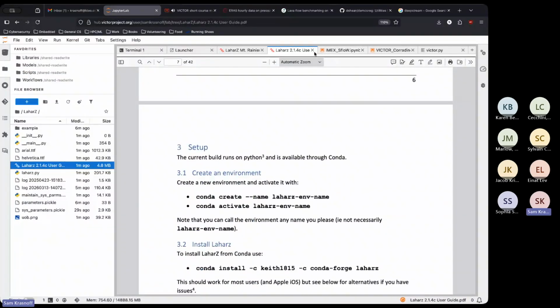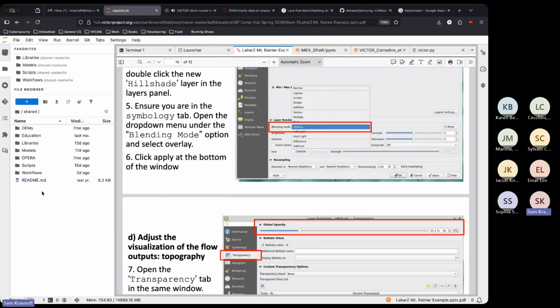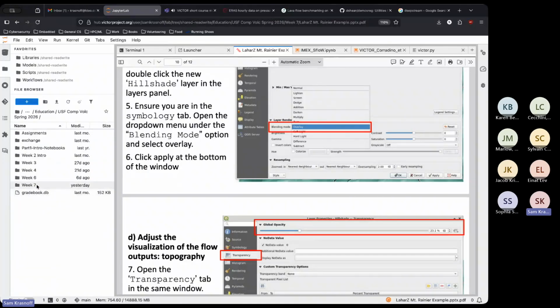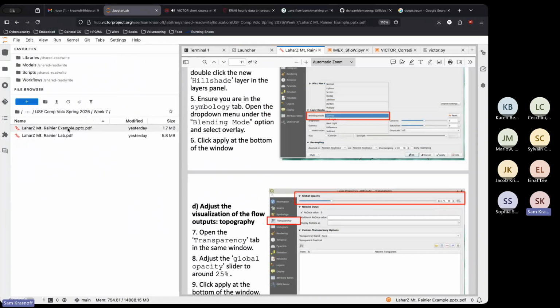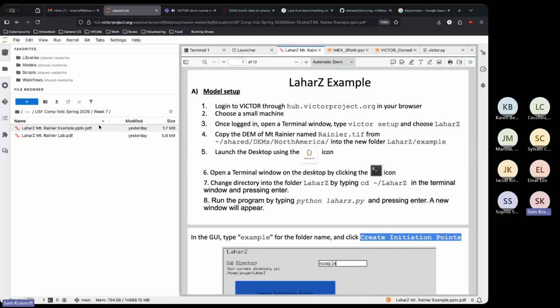So now what I'd like everyone to do is, if you go into your shared folder for week 7, you can see there's the example in the lab. Today we're just going to start with the example. So if you can open up Victor, open up the first example, and then start following the instructions.